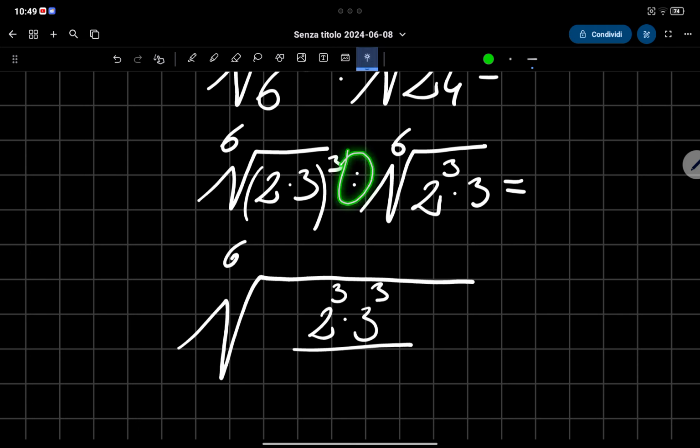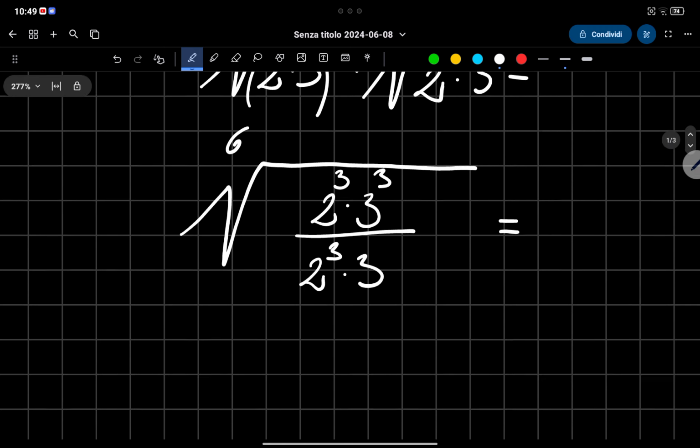of using the division sign, I will use the fraction. I will write it as a fraction. So divided by 2 to the power of 3 times 3.